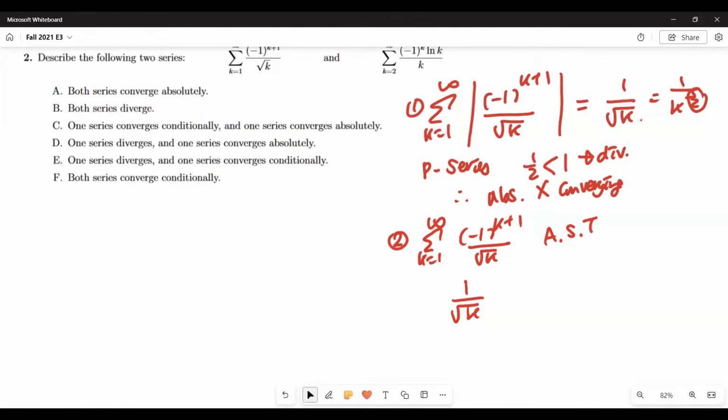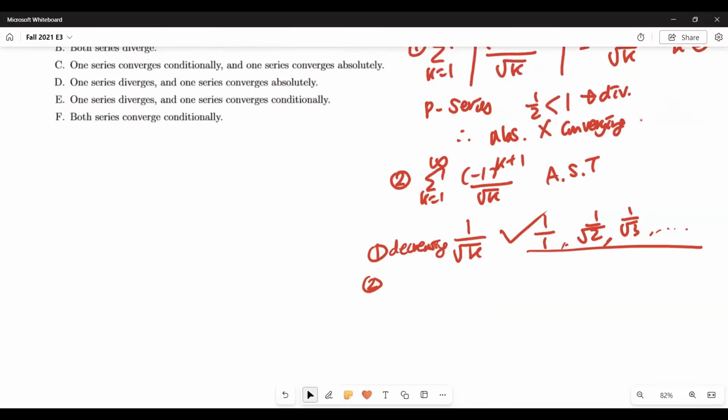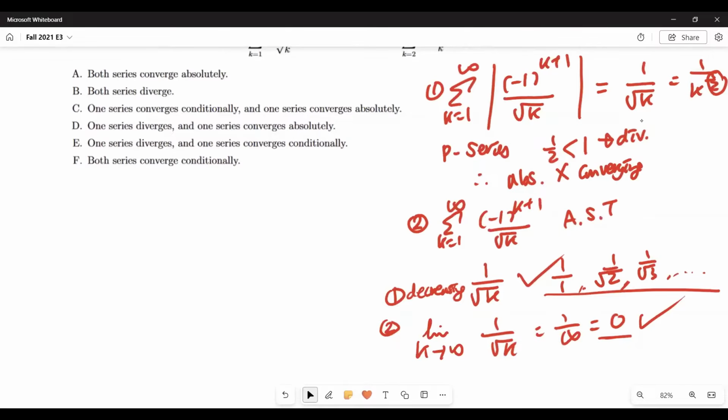Is this function decreasing or not? If it's 1 over 1, 1 over square root of 2, 1 over square root of 3, if you just plug in the values, you see that it's constantly decreasing, so it is decreasing. And then take the limit as k goes to infinity of 1 over square root of k. This is 1 over infinity, which is 0, right? So that also satisfies. So the series is converging conditionally at least. So this one at least converges.